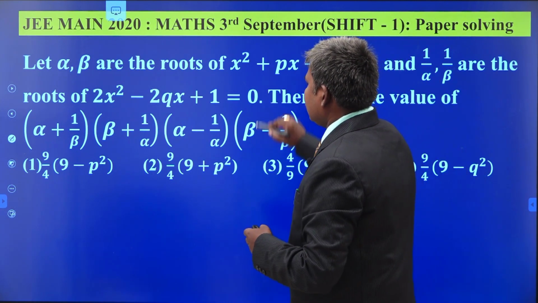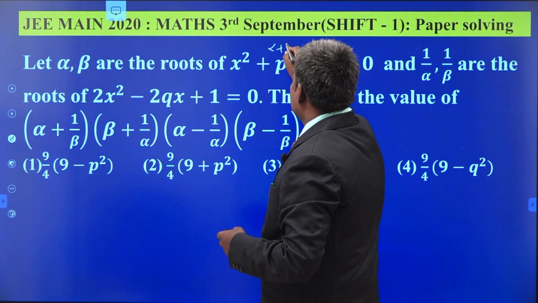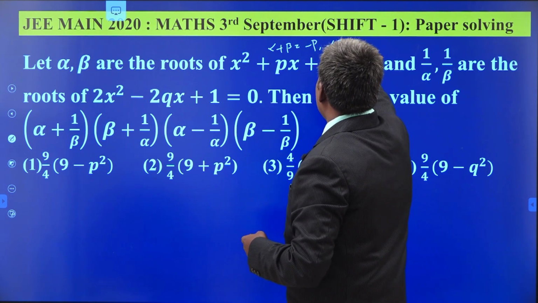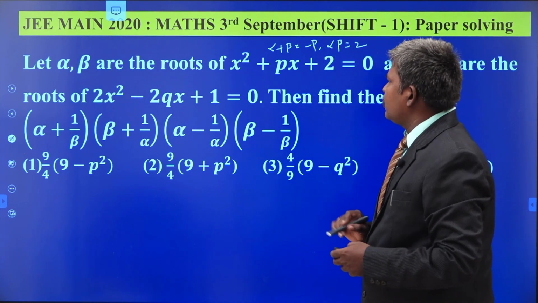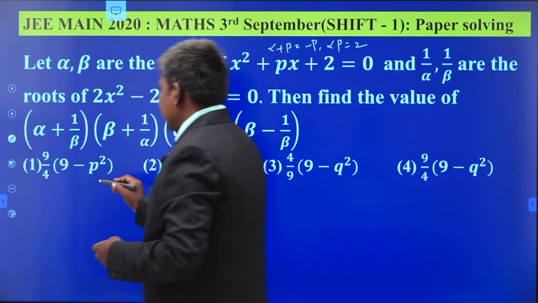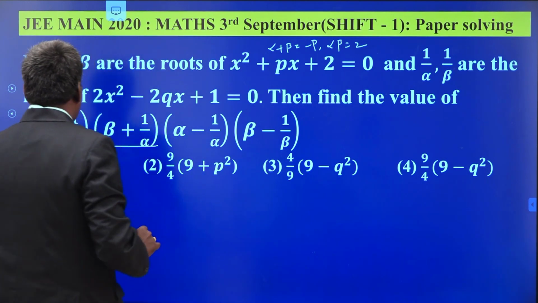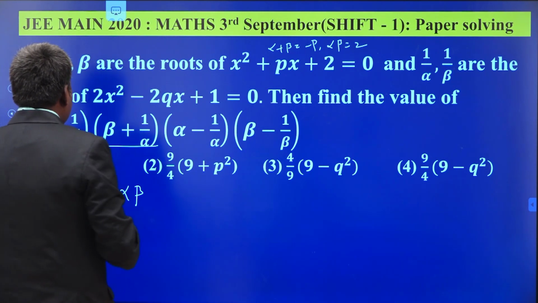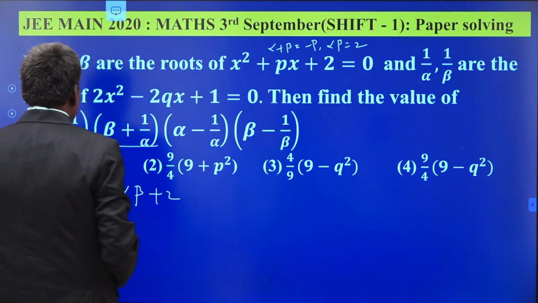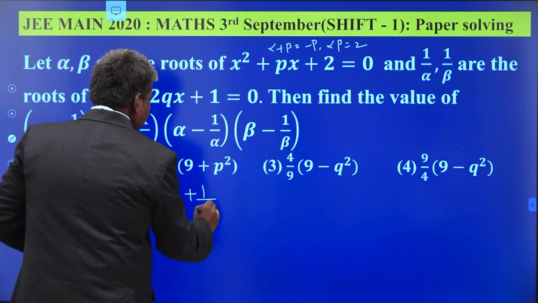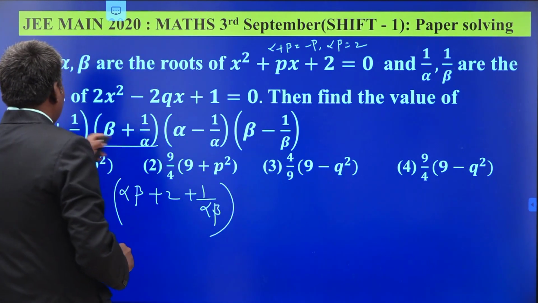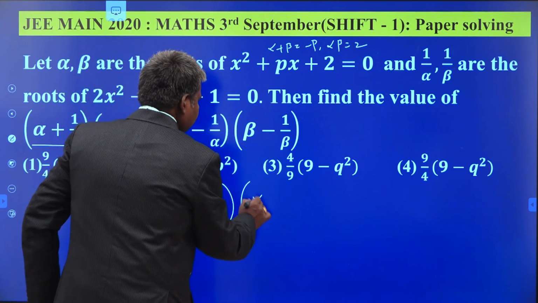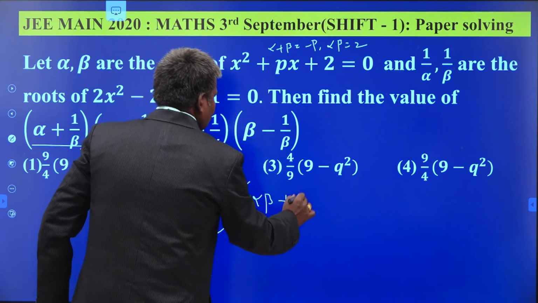From the first equation, alpha plus beta, the sum of the roots, is what here? Minus p. Alpha beta, the product of the roots, is what? 2. We use the result in this equation. By multiplying the first 2, what we obtain? Alpha into beta, alpha beta, plus alpha by alpha, that is 1, beta by beta 1, plus 2 plus 1 by alpha beta. That is the product of the first 2 terms. Then the product of the next 2 terms is what? Alpha beta, minus into minus, plus 1 by alpha beta.